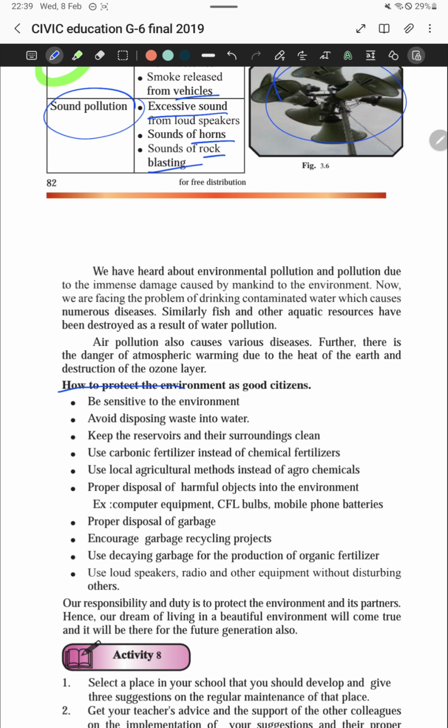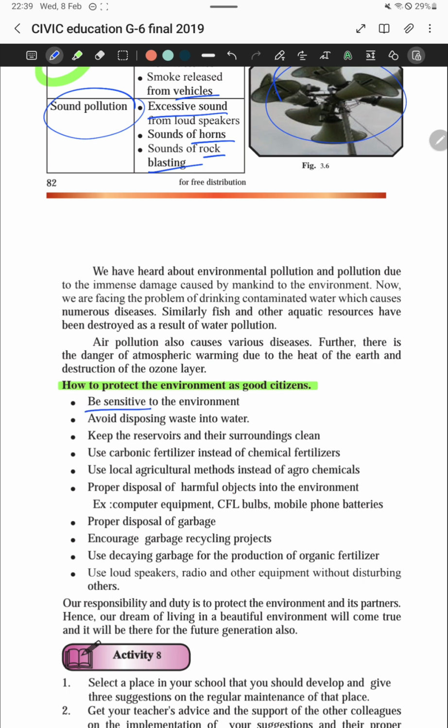This is for you, not for me. I have already studied these things, but you as students in grade 6, you also have to go through these things, right? How to protect the environment as a good citizen? Be sensitive to the environment, be sensitive, love the environment, right?